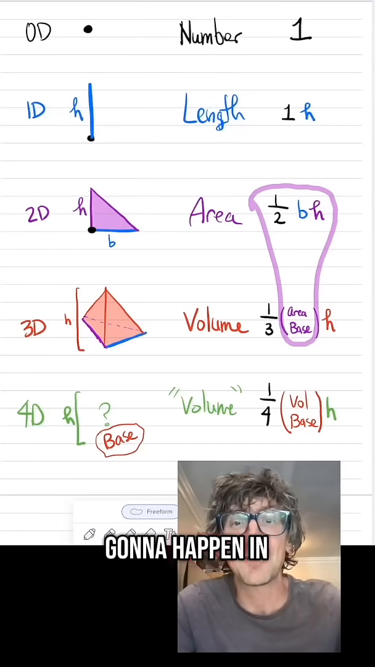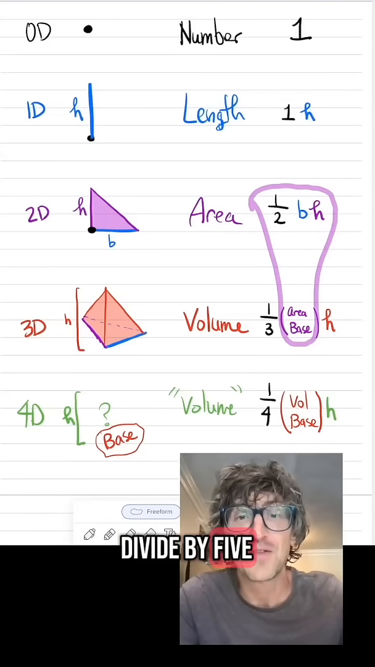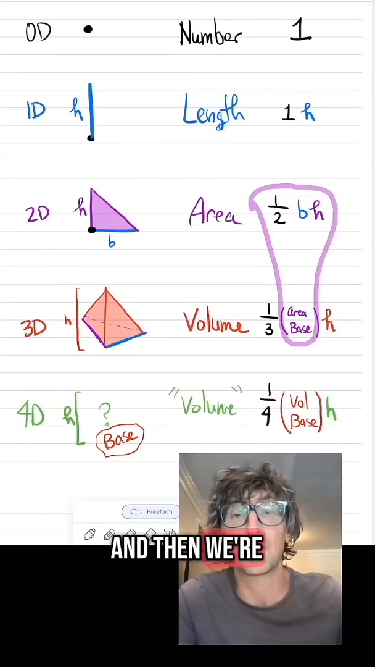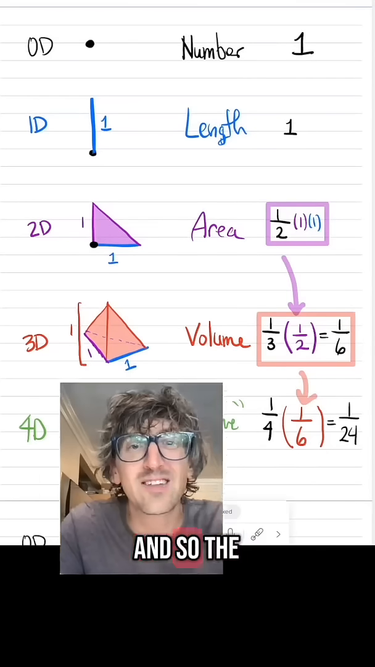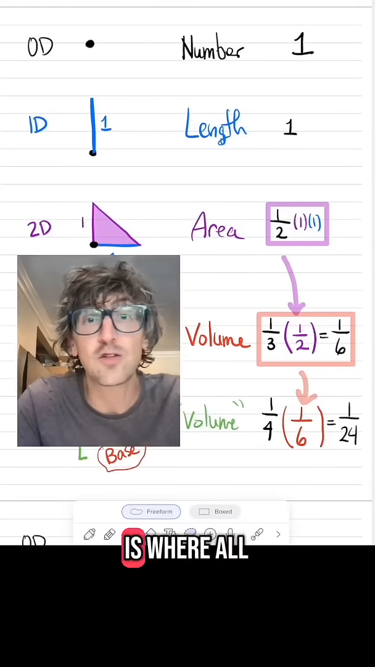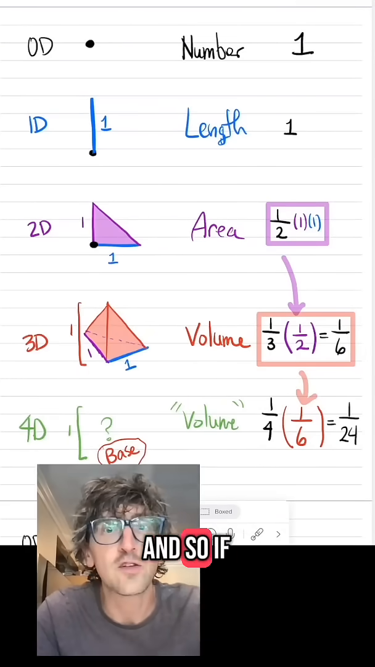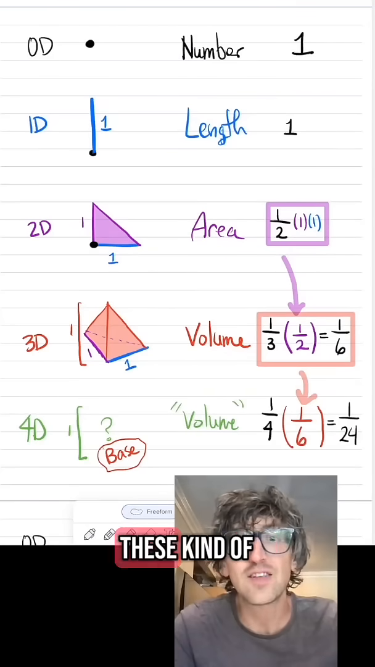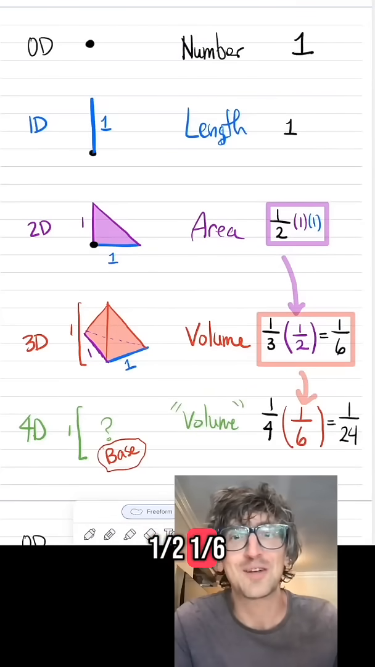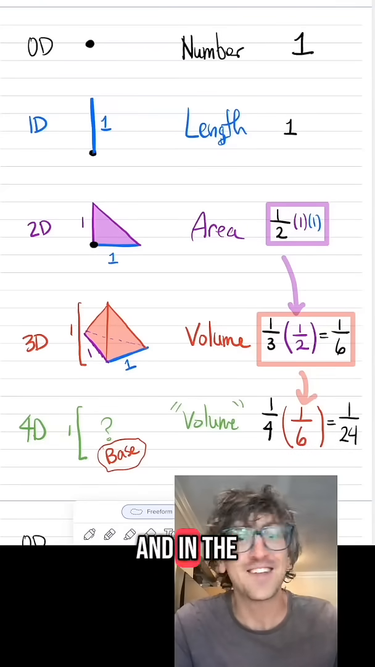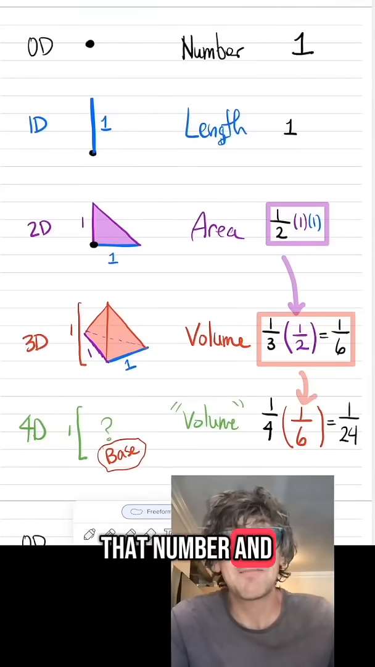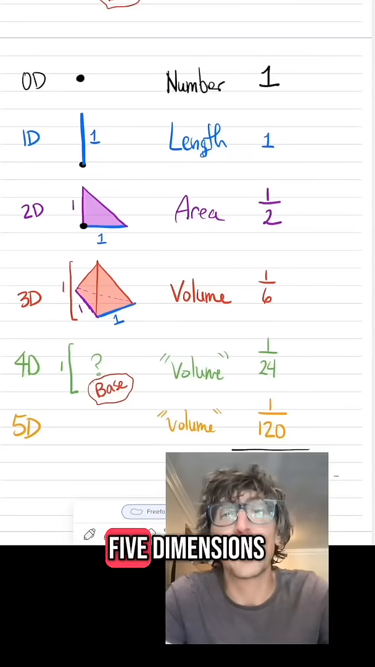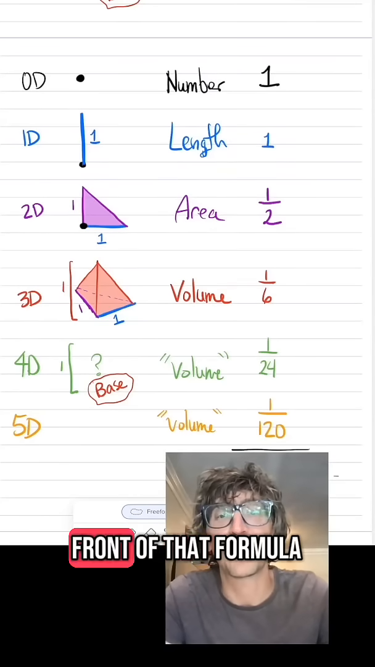And guess what's going to happen in 5 dimensions? Yeah, we're going to divide by 5, we're going to have another volume, and then we're going to multiply by the height. And so the simplest pyramid you could ever write down is where all these dimensions are 1. And so if you work through the length, the area, the volume, you're going to get these cool numbers: 1/2, 1/6, 1/24. And in the next case, we're just going to take that number and divide it by 5. That's because in 5 dimensions, there's going to be a 1/5 in front of that formula.